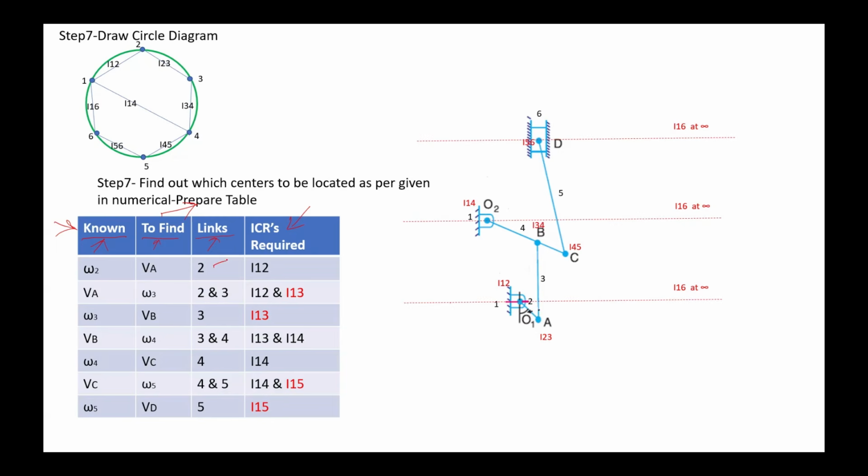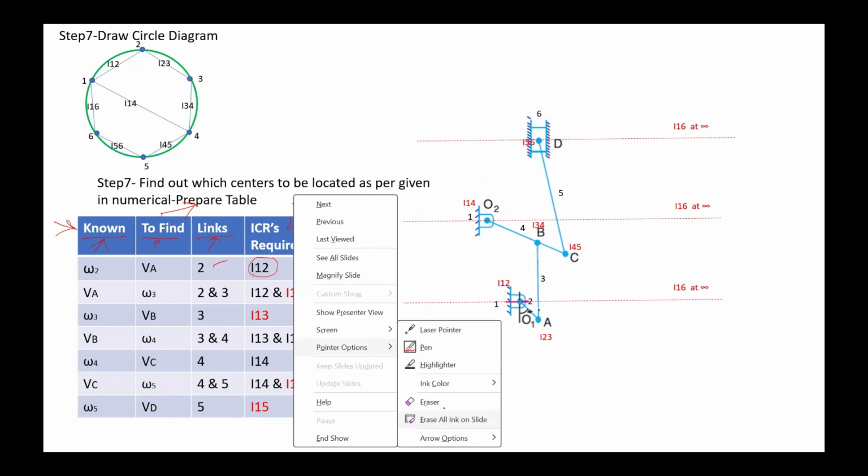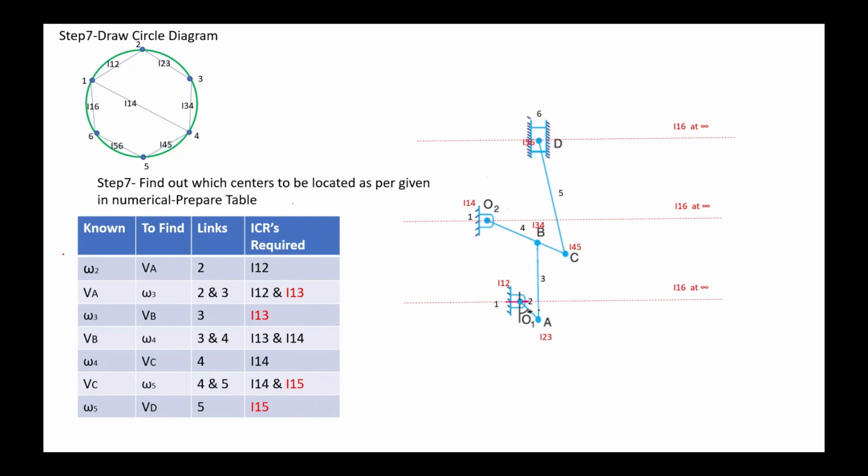Meaning, if the link is 2, then you make the ICR 1, 2. You make the combination with the first link, the fixed link, for that link 2. This is the rough table which you have to make on the rough paper. It is a very useful, important table, because by drawing this table, you will come to know which ICRs are necessary for my calculation. So we'll start with the first. What is known to you? Omega 2. Meaning the omega of link 2, this link, is known to you.